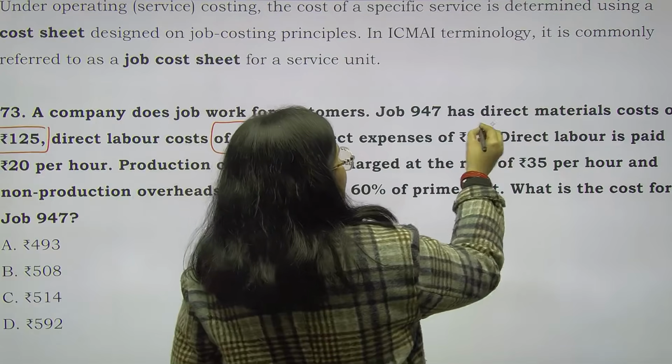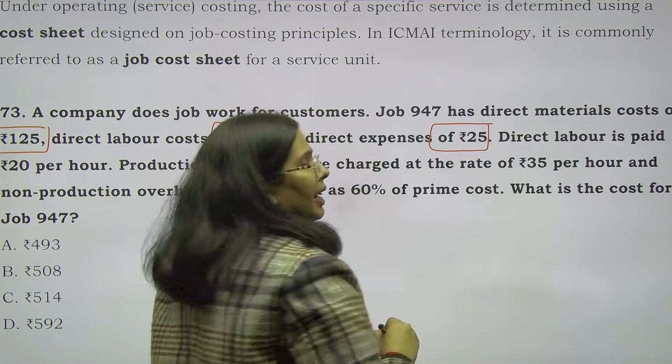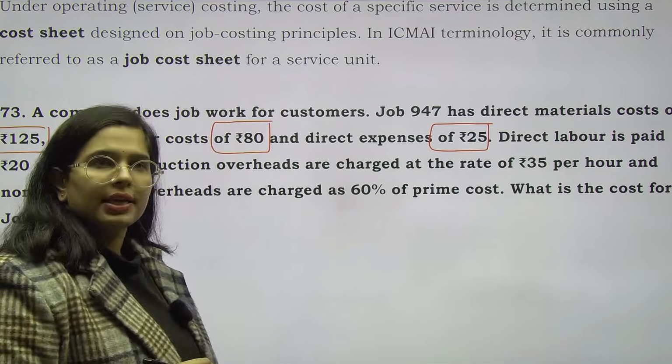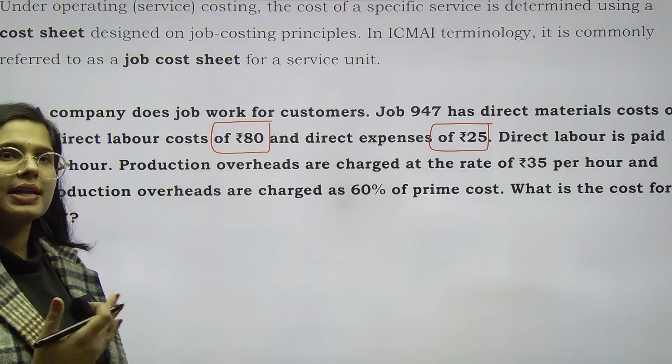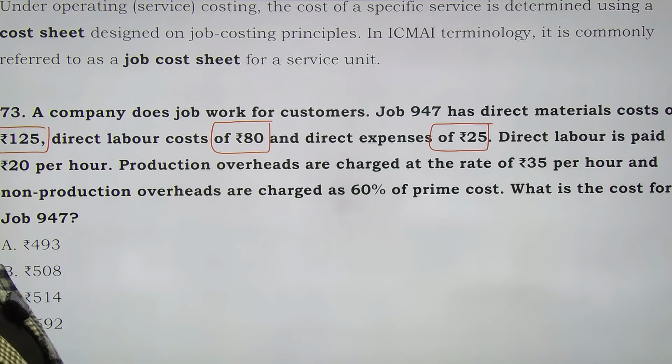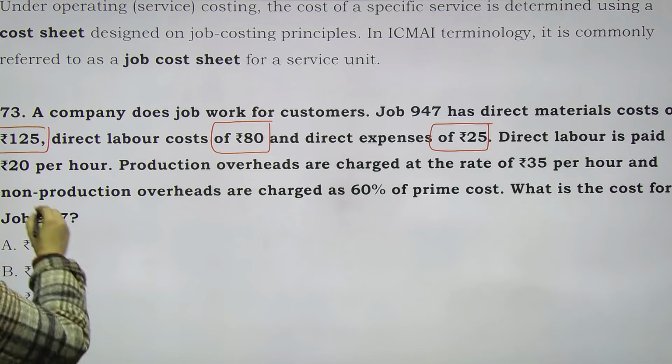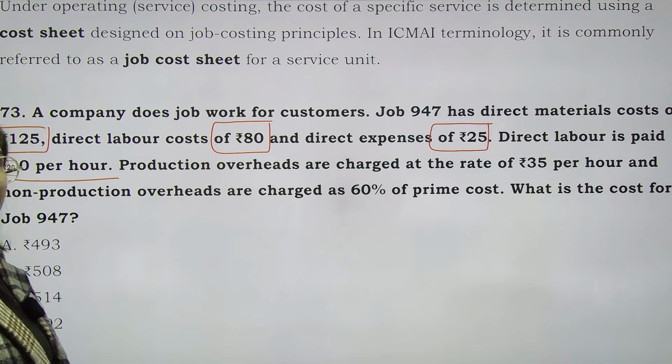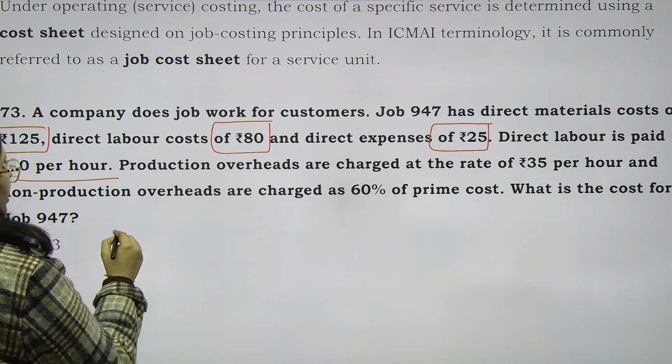Direct expenses, 25 rupees. Can I calculate the prime cost? Yes. Direct material plus direct labor plus direct expenses. Now they have given me an extra piece of information. They have said that direct labor is paid 20 per hour. Okay, that is the rate. So can I calculate the hours?